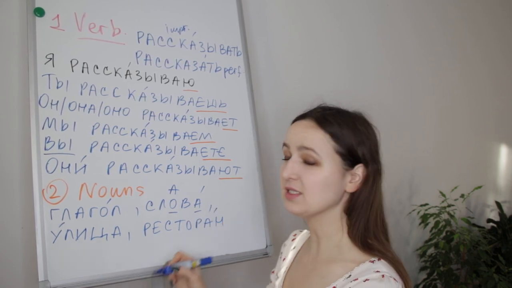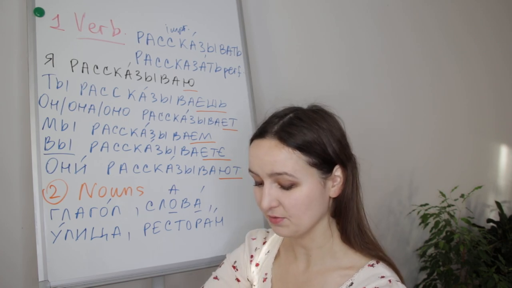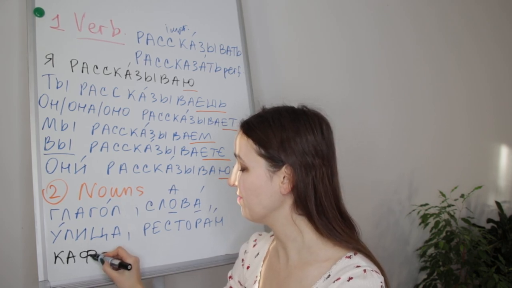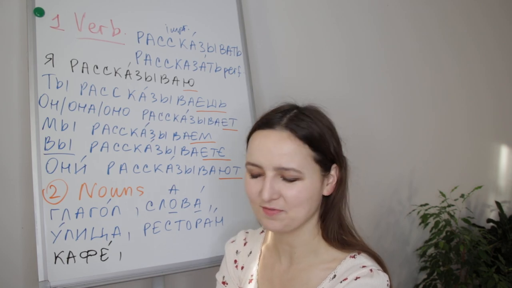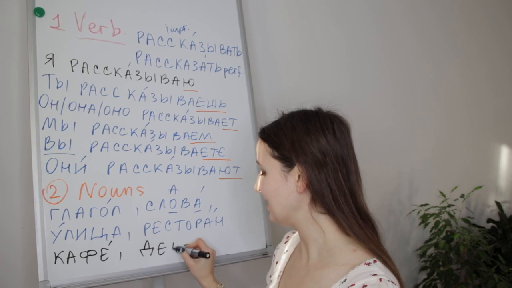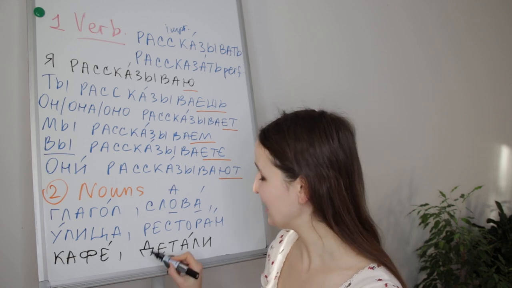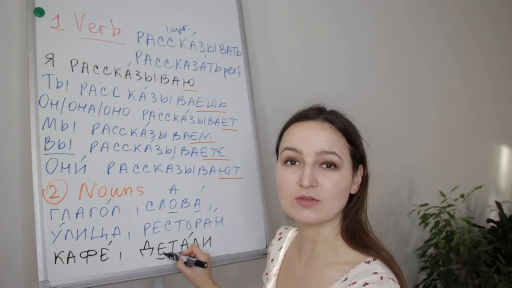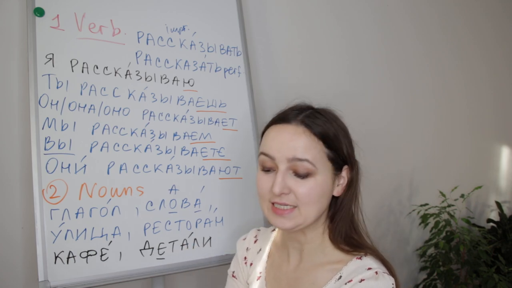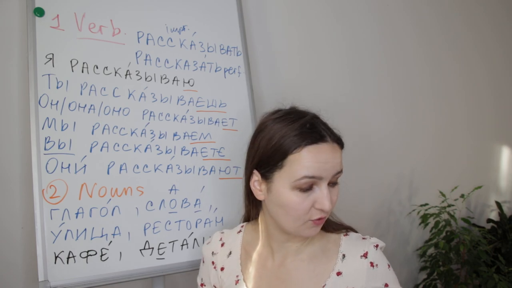Ресторан. Ресторан is a restaurant. Restaurant. Кафе. Кафе is a cafe, of course. Детали. Very similar to the English word. Детали are details. Е will be pronounced as И, because it's not stressed. Детали are details.